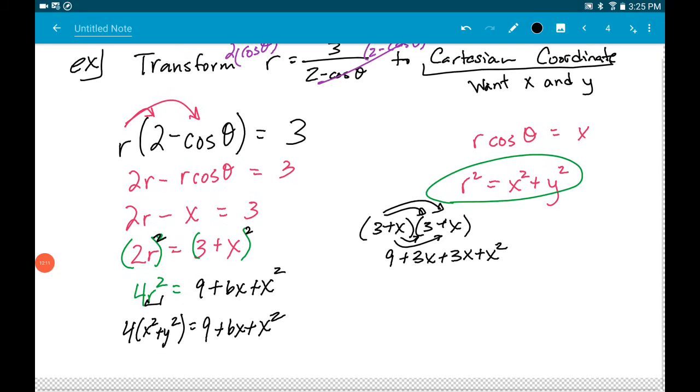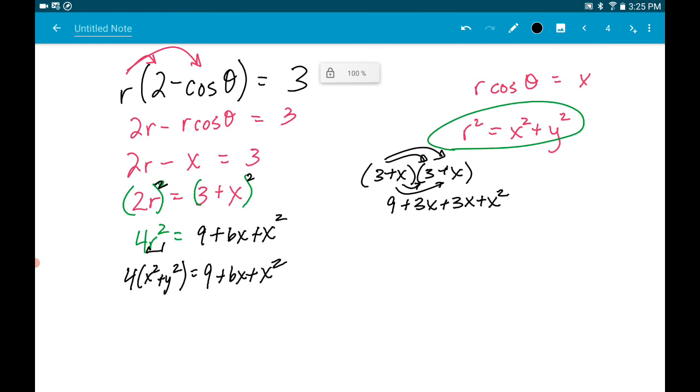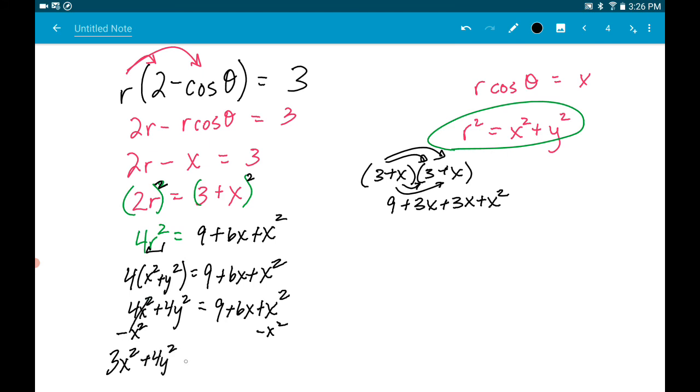I keep checking the time because YouTube cuts me off at 15 minutes. Keeps my lessons short. So if I combine some like terms, I'm essentially done. But a lot of times the final answer will have everything moved to one side. So I've got 3x squared plus 4y squared minus 6x minus 9 equals 0. So, move everything over. So I got this answer.